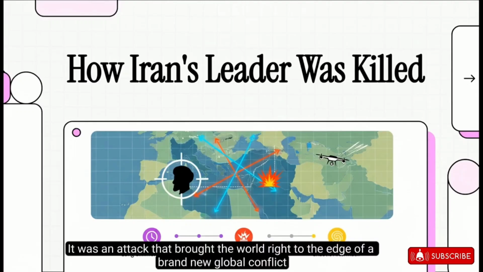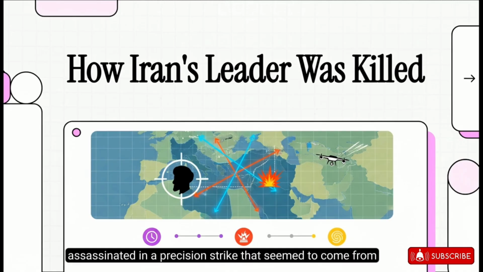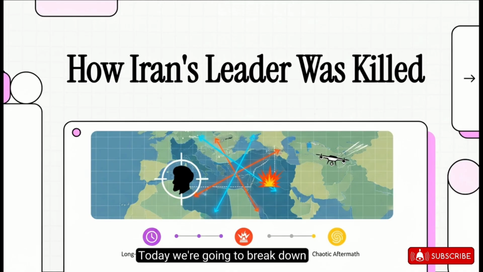It was an attack that brought the world right to the edge of a brand new global conflict. The leader of a major world power, assassinated in a precision strike that seemed to come from literally nowhere. But was it really that sudden? Today we're going to break down exactly how this unthinkable event happened.